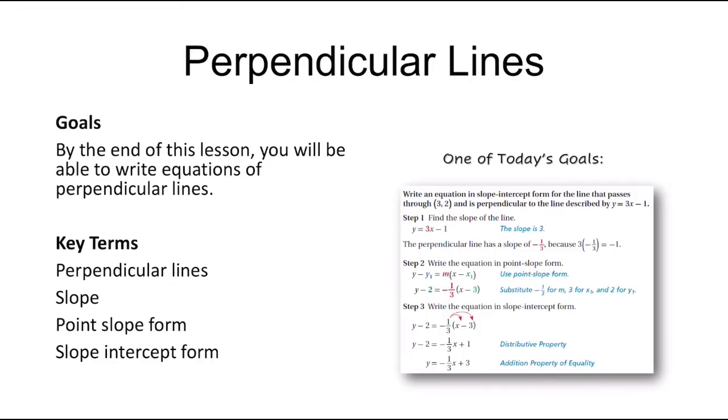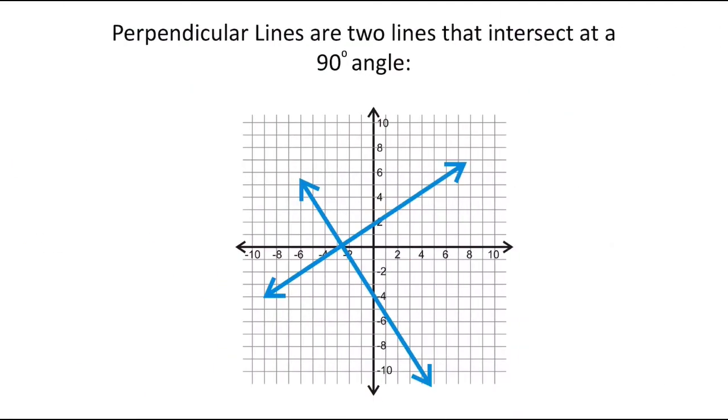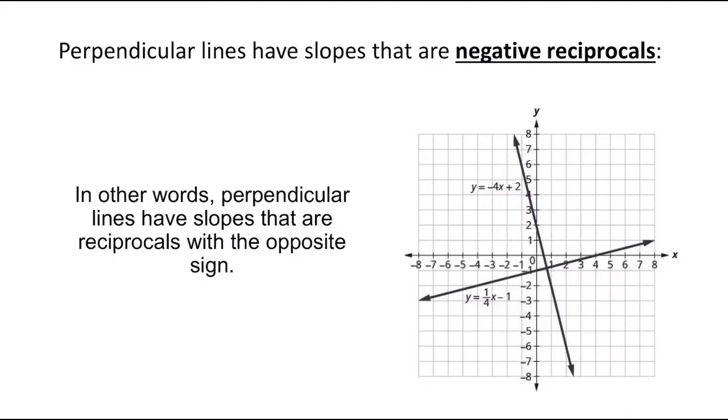So in this video, we're going to talk about how to write the equations of perpendicular lines. Perpendicular lines are two lines that intersect at a 90-degree angle. If you notice in this picture, I have shown you some perpendicular lines. They will intersect at a right angle, which is a 90-degree angle, and there's a special relationship between their slopes. Perpendicular lines have slopes that are negative reciprocals. So what you do is you say that perpendicular lines have slopes that are reciprocals with the opposite sign.